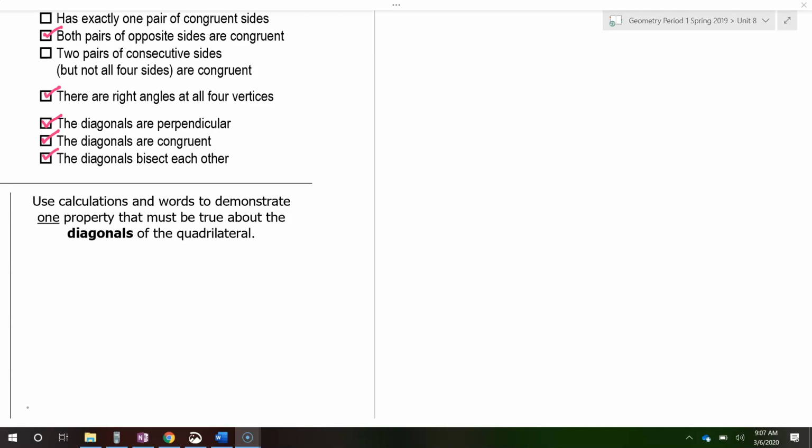If I wanted to prove that the diagonals were perpendicular, what would I have to do? How would I go about doing that? Slope. Okay? And specifically, what about the slope? Correct. All right? So if I wanted to show the diagonals were perpendicular, I'd have to show that the slopes are opposite and reciprocal.